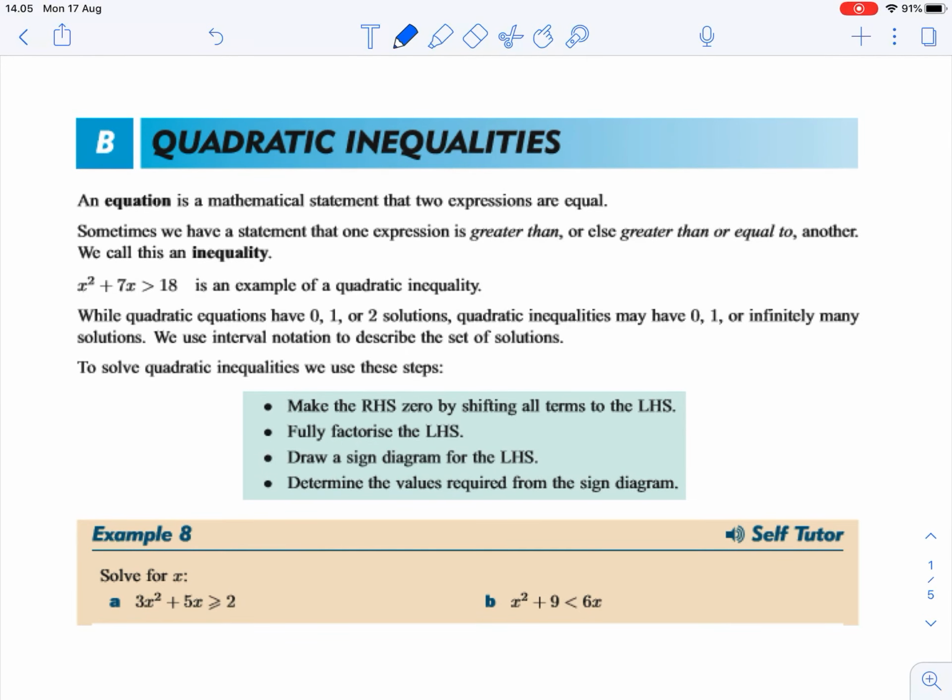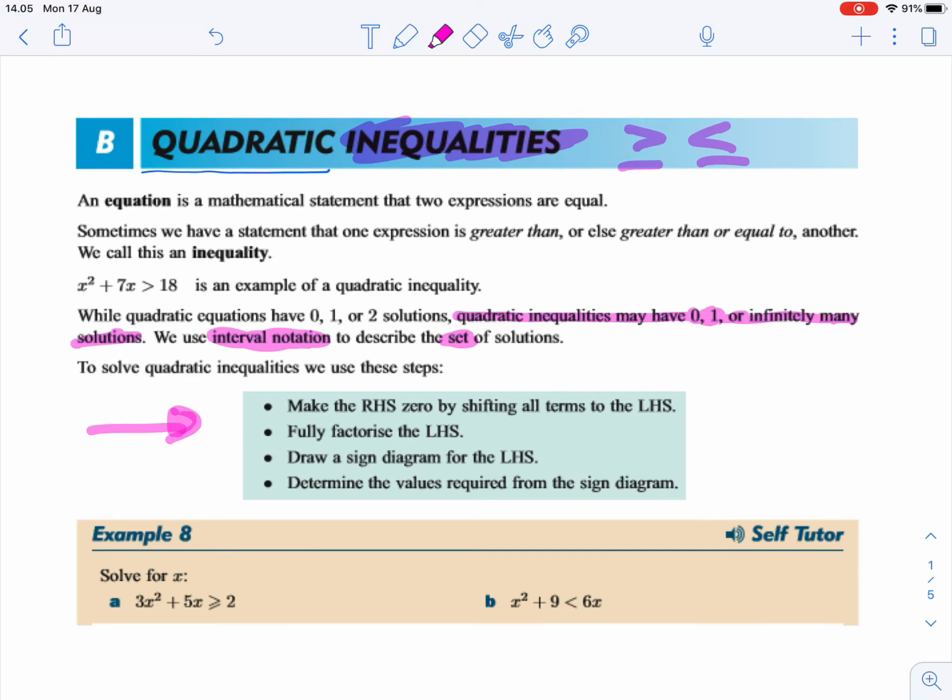All right, today we're going to combine your knowledge of quadratics that we've just been reviewing with inequalities. And we're pretty familiar with inequalities. You're dealing with greater than, less than, equal to. A few things to note are that quadratic inequalities have either 0, 1, or infinitely many solutions, and the way we describe those solutions is by using interval notation to describe our set.